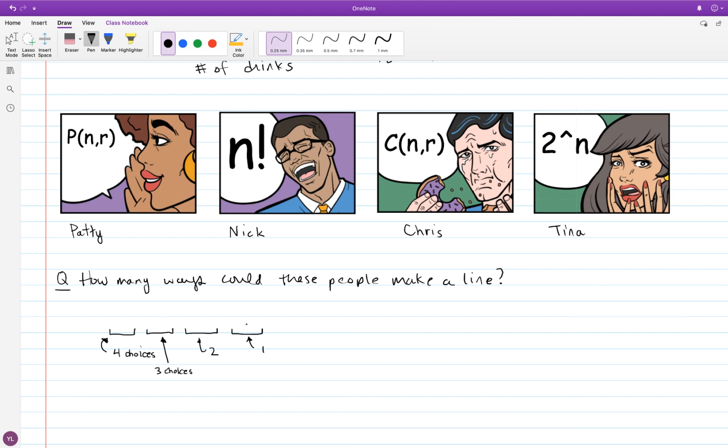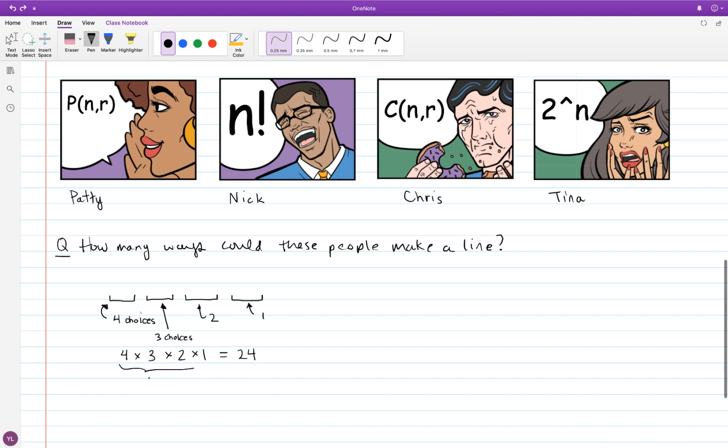So if I do actually build a possibility tree, it's going to start with 4 branches, then 3 branches going out of each of those, then 2 branches going out of each of those, and then 1 final branch that doesn't really make a difference. But the multiplication principle tells me that the total possible lineups of these 4 people is 4 times 3 times 2 times 1, which is 24, and that is a number that we've seen before. It's called 4 factorial.